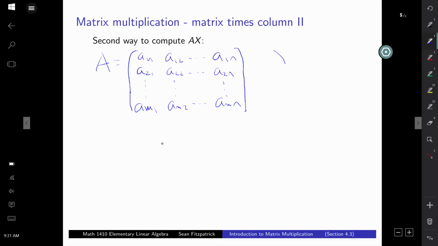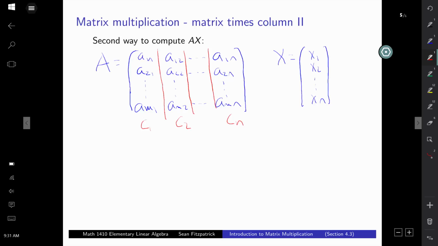So there's A, here's my X, and X1, X2, down to Xn. The other way to do it is to say, well, you know what, I could divide A up into columns, column 1, column 2, down to column n. For each column in A, I have a corresponding number in X, right? So column 1 I can match with X1, column 2 with X2, all the way down to column n times Xn.